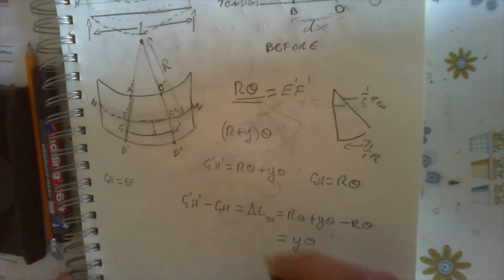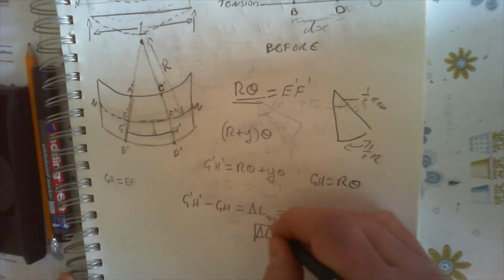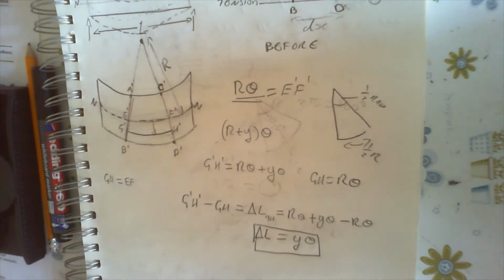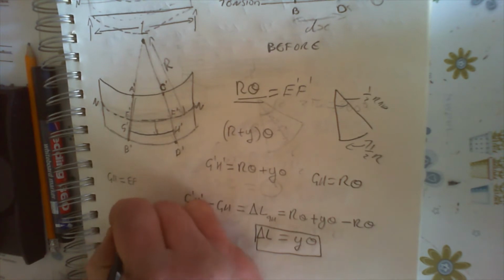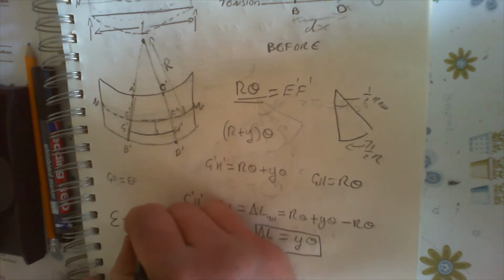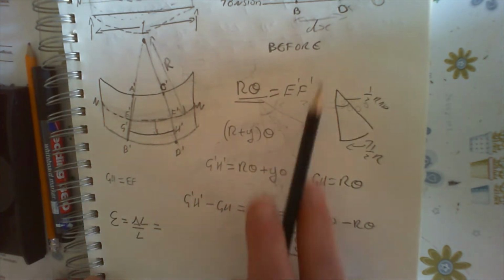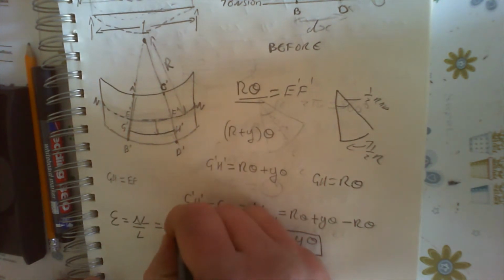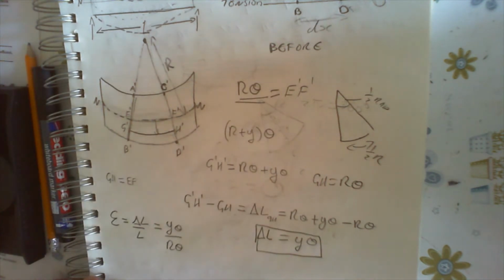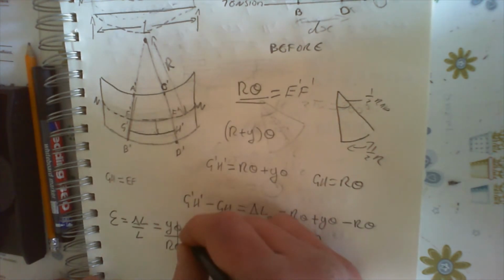So the change in length is equal to Y theta. And we know that the strain is equal to the change in length over the length, and the length initially was R theta, so we get Y theta over R theta. Obviously they'll cancel, so that equals Y over R.